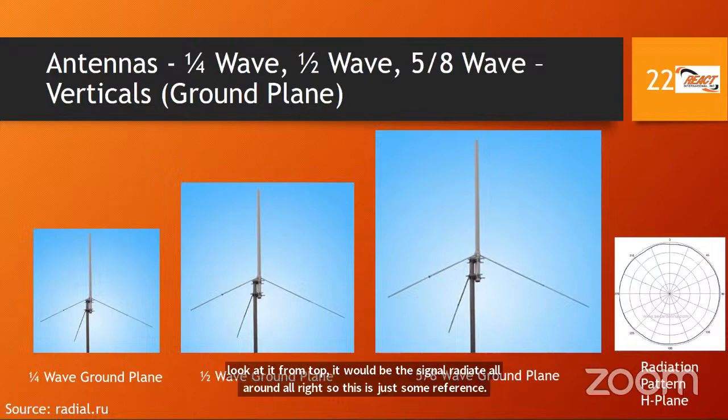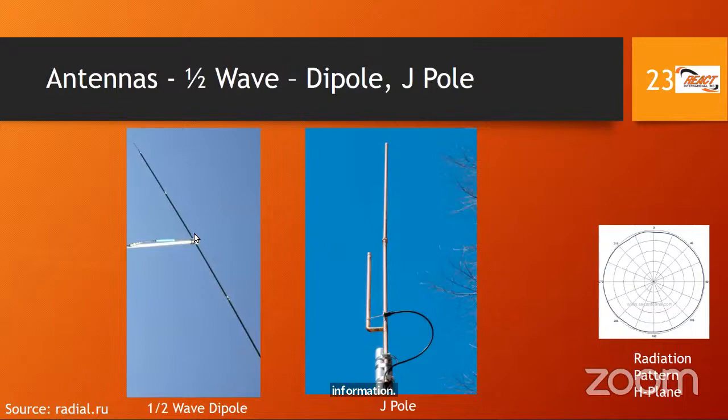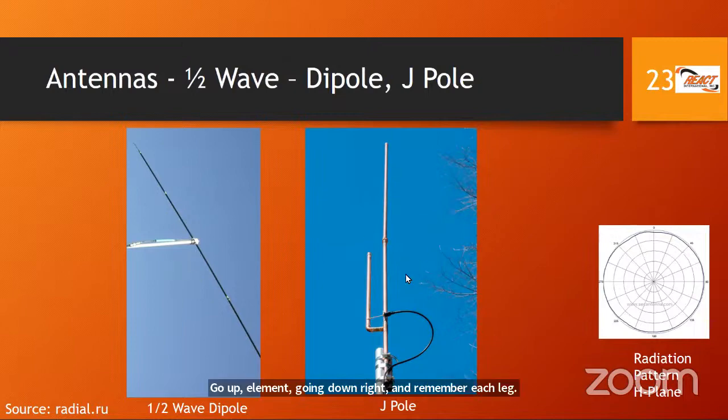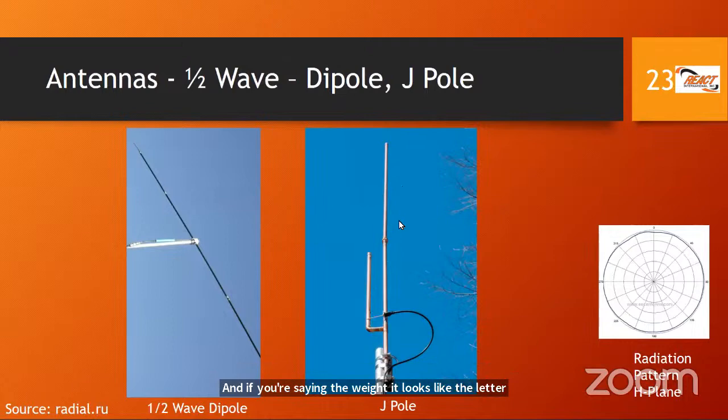Let's go with a little more reference information. So again, on the left-hand side here, we have what a dipole looks like, a half-wave dipole, right? Element going up, element going down. And remember, each leg here is quarter wavelength for the entire thing to be half wavelength, right? And on the right-hand side, what does this antenna look like? And if you're saying, but wait, it looks like the letter J or J-shaped, well, it does, and that is actually the name of the antenna. It's a J-pole antenna. So we'll be talking about these antennas, and we just wanted to make it real so that you can see what these antennas look like.